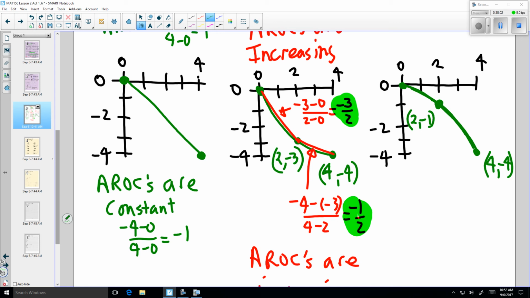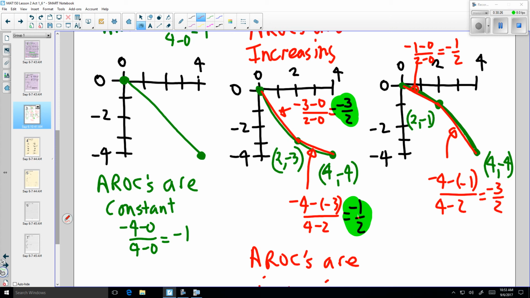Okay, and now we'll draw our AROCs in, secant line, and of course they seem to be becoming more steeply negative, but let's compute this one. This one's going to be -1 minus 0 over 2 minus 0, so that's -1/2, and then this one is going to be -4 minus -1 over 4 minus 2, and that's -3/2, and certainly -3/2 is more negative than -1/2. So in this case, AROCs are decreasing, clearly.